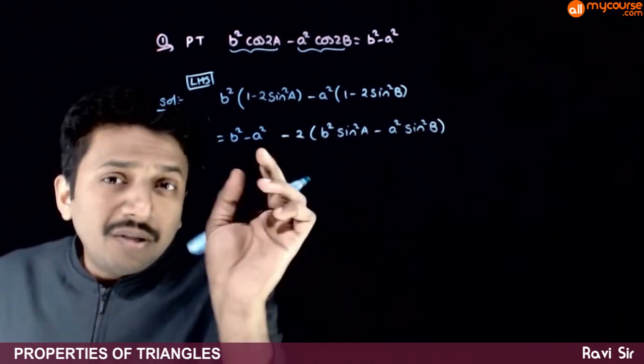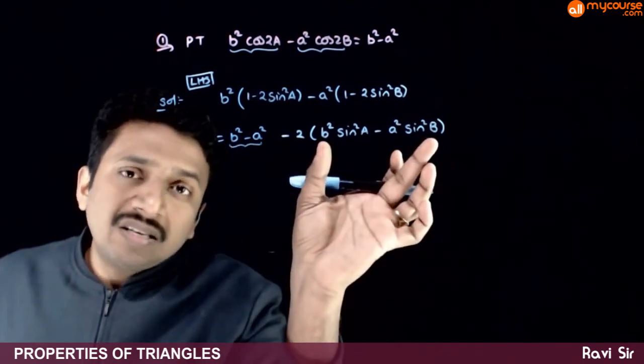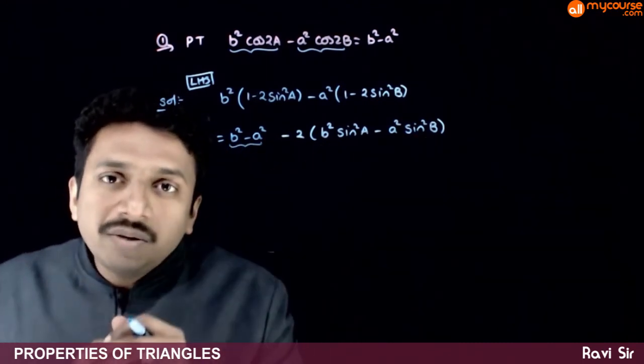But you have to prove that this is equal to just b square minus a square. So effectively you need to prove that this is equal to 0. So will this be equal to 0?